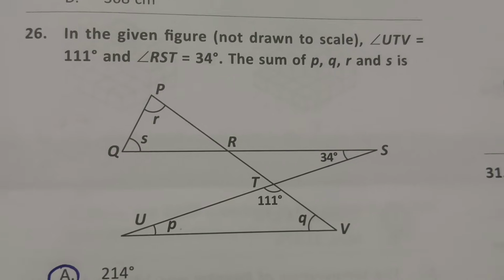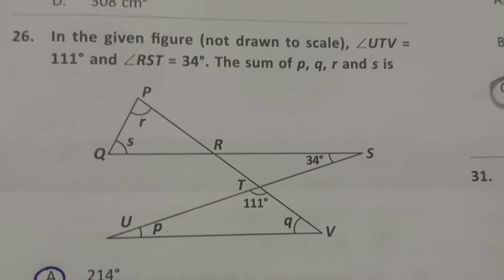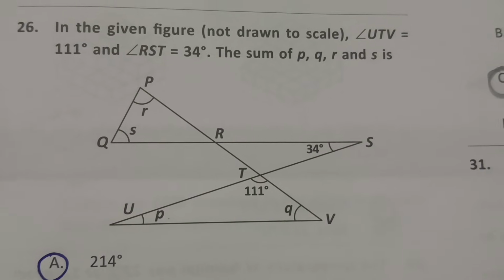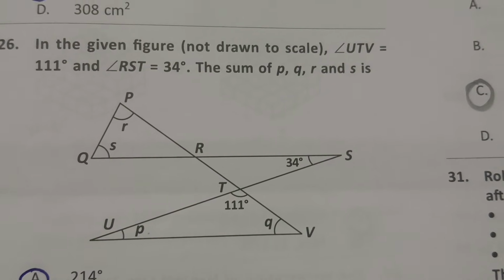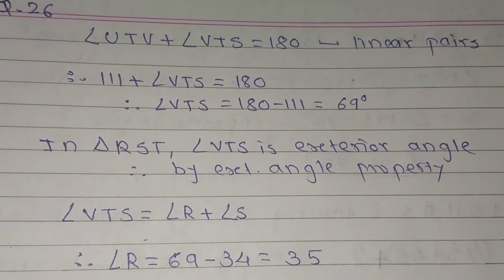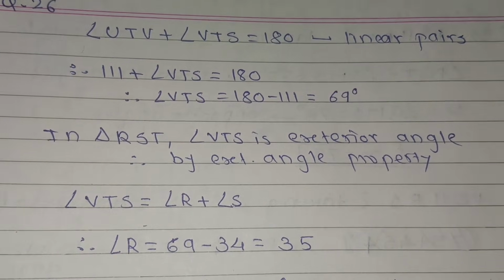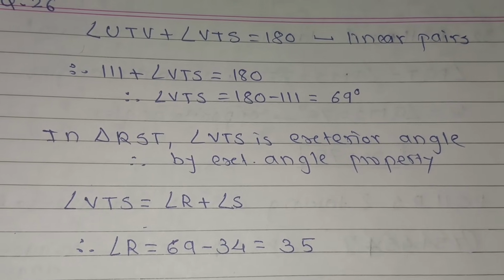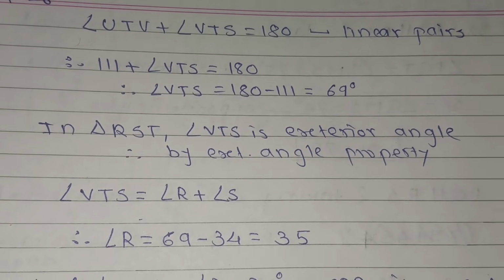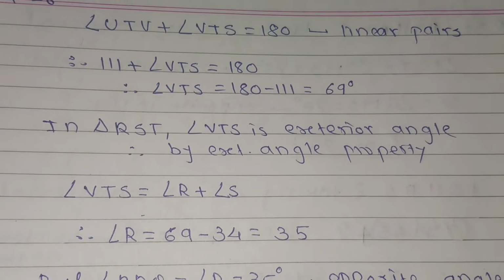Question number 26. In the given figure, angle UTV is 111 and angle RST is 34 degrees. Sum of P, Q, R and S is? Angle UTV plus angle VTS is equal to 180, linear pair angles. Therefore, angle VTS becomes 180 minus 111, that is 69 degrees, because angle UTV is 111, it is given.